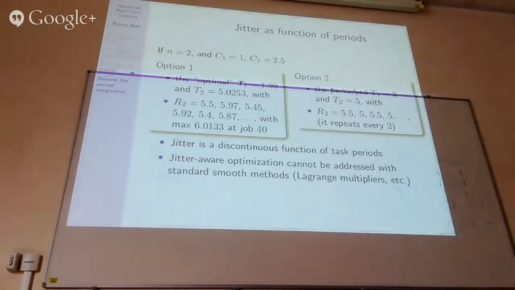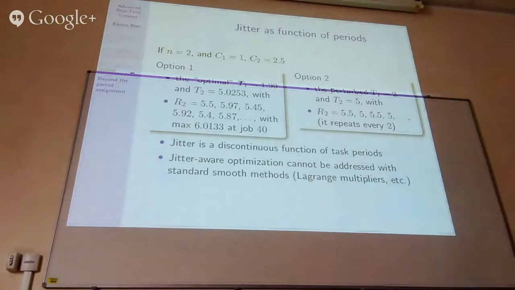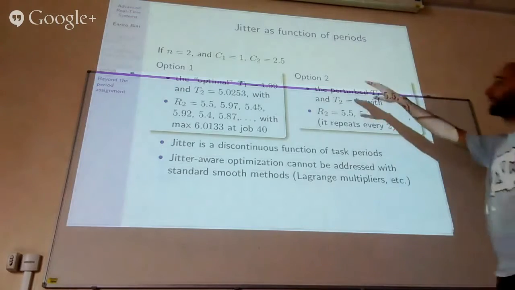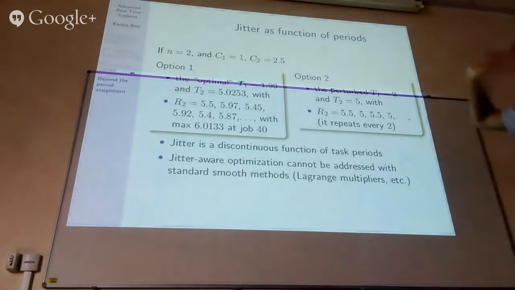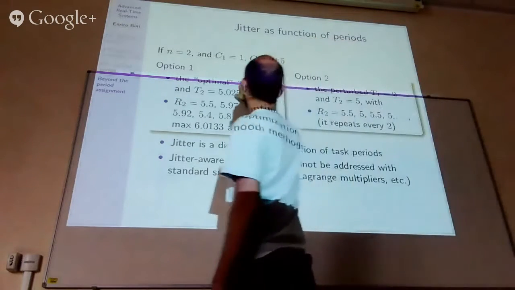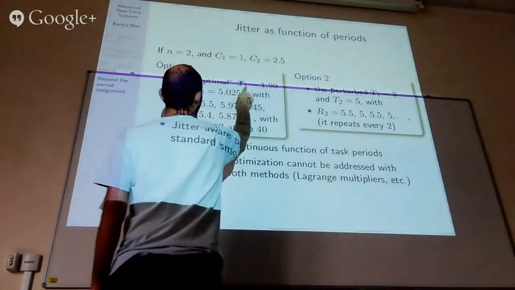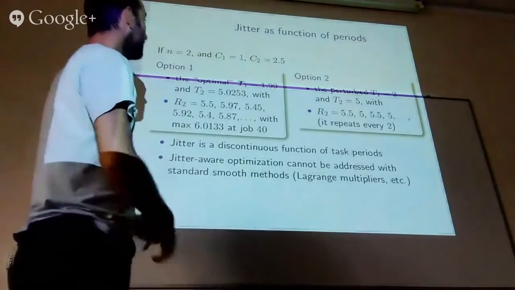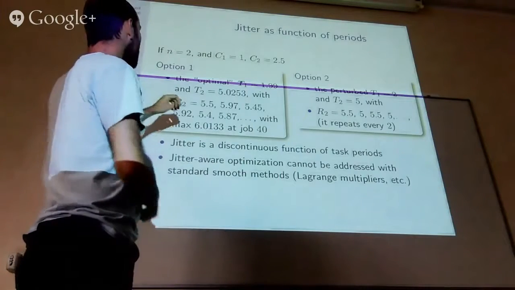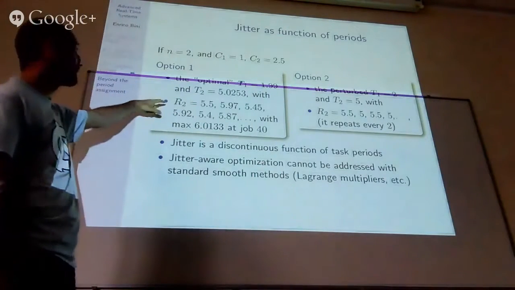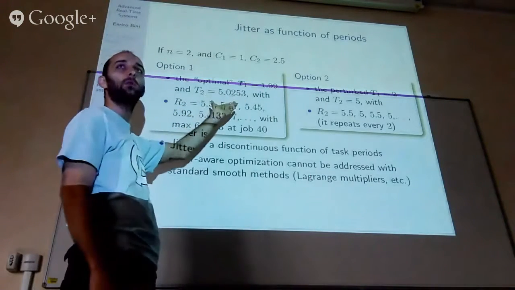Here I just make an example. Let's say we have two tasks with computation times C1 and 2.5. I just made an example. Let's say that you have two periods. One is T1 equal to 1.99 and T2 equal to 5.0253, whatever. Then let's say these are the two periods that you have. And if you have these two periods, the response time of task 2 follows this pattern. If you do the math, you will find out.